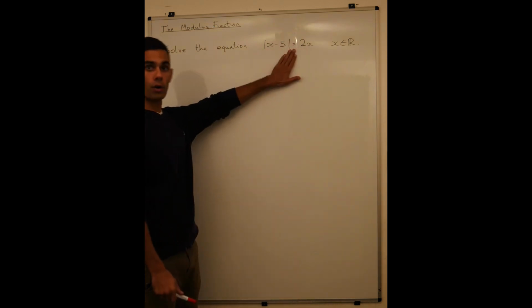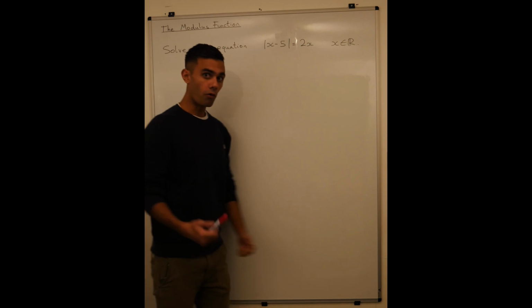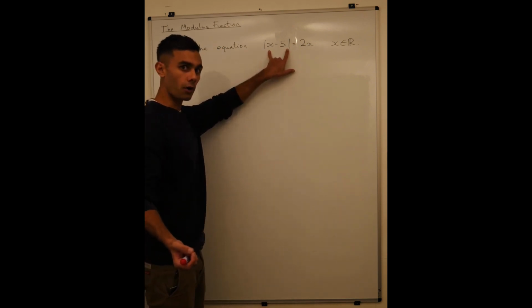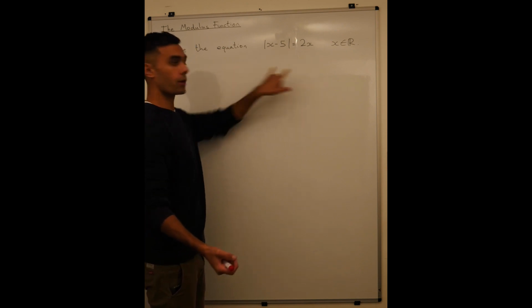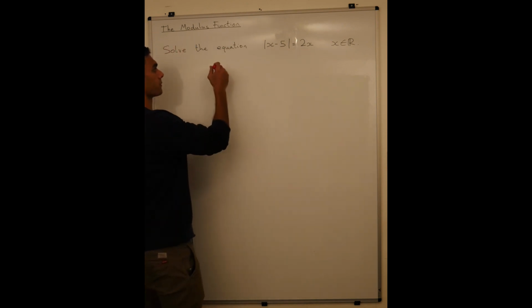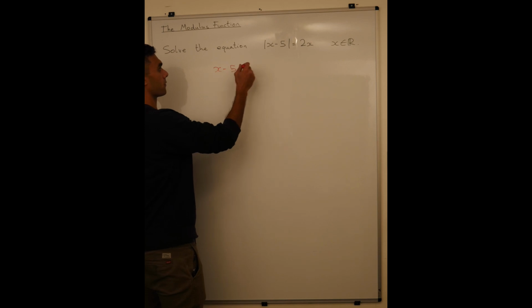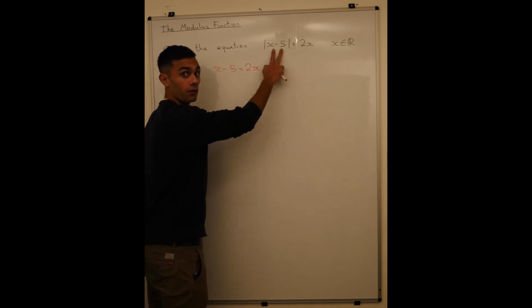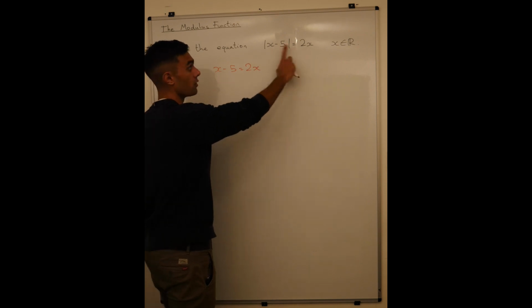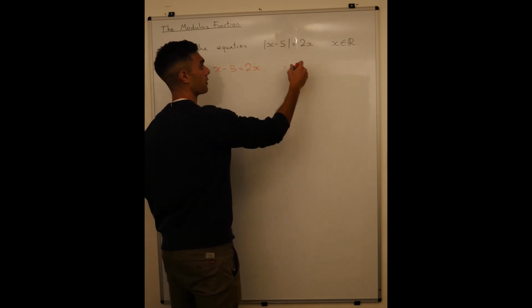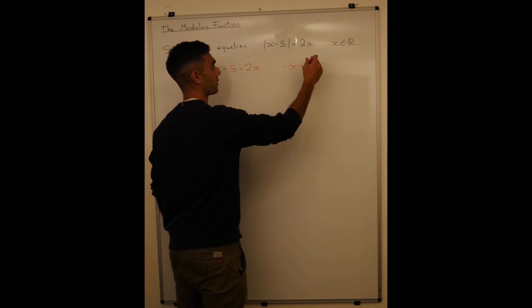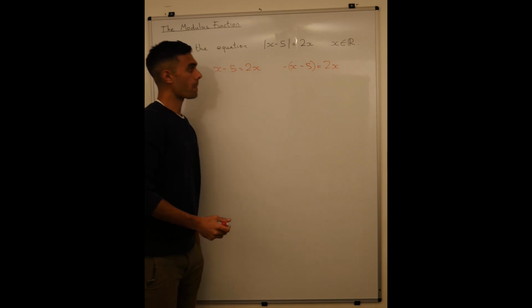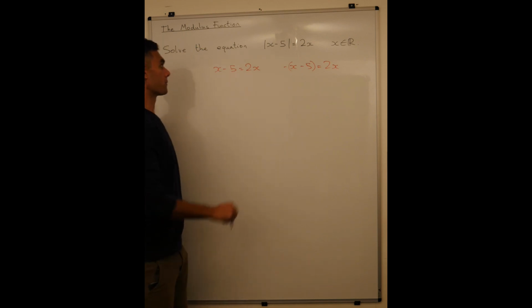Okay, here's our equation on the board. What a lot of people do is, from here, we need to get rid of the modulus function. So they make two equations, one using the positive version of this, and the other using the negative version. And then they solve each equation. So let's have a look at what we get.